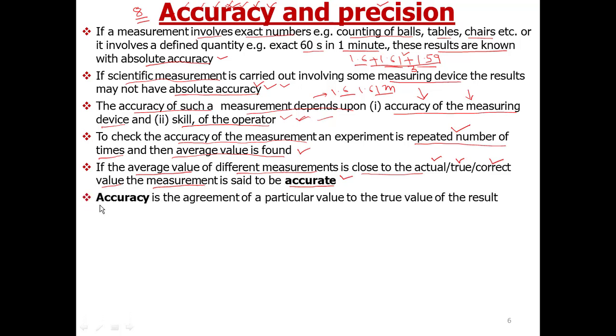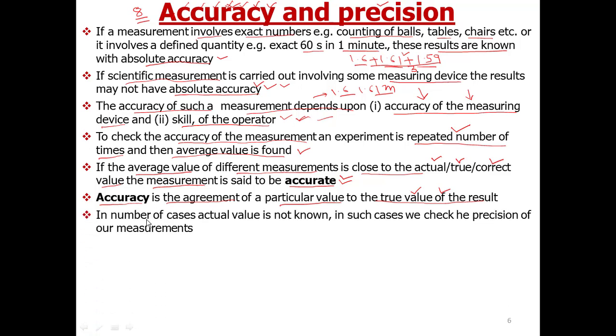So this accuracy is the agreement of a particular value to the true value of the result. So how accuracy means, we will say our measurement is accurate if this average value is close to the true value. The closer the measured average value is to the true value, the more accurate is the measurement.